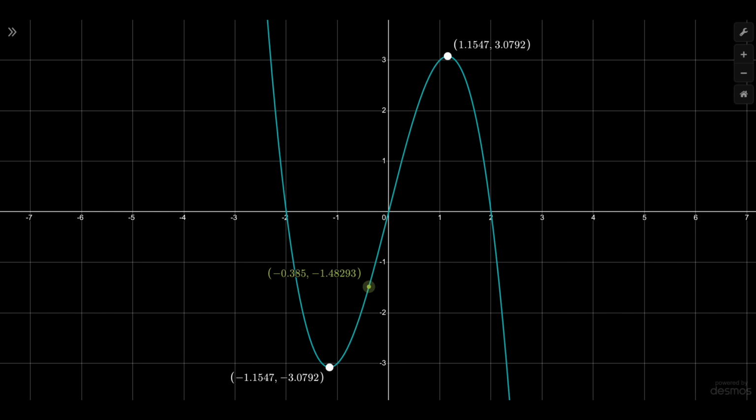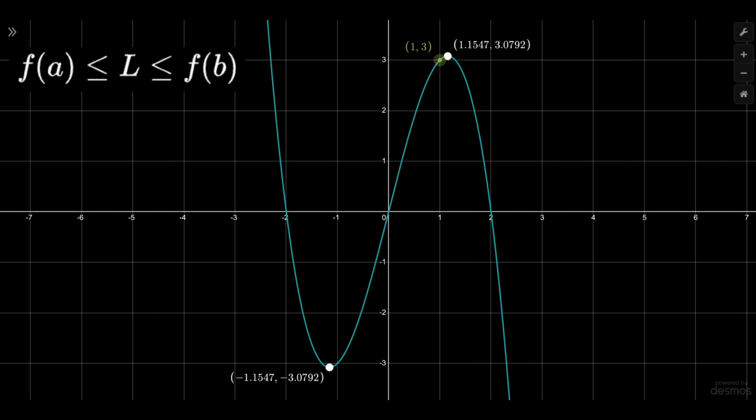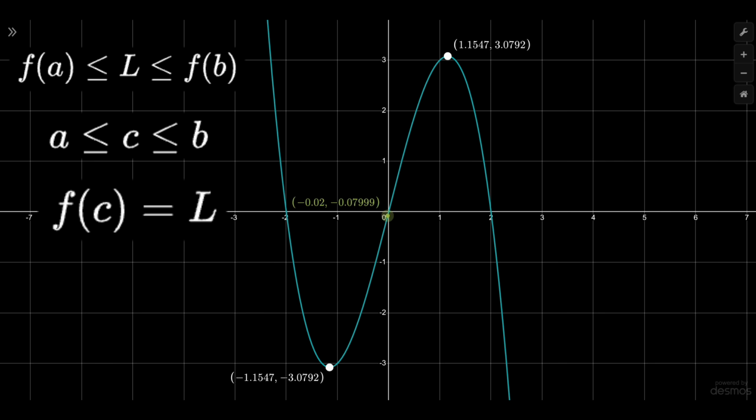The last theorem is the intermediate value theorem. This states that if you have a continuous function and you choose points a, f of a, and b, f of b, for all L between f of a and f of b, there exists a c between a and b such that f of c equals L. That was a mouthful, but basically, if you have 2 points on a continuous function, every value between those 2 points has to exist within the region of those 2 points.